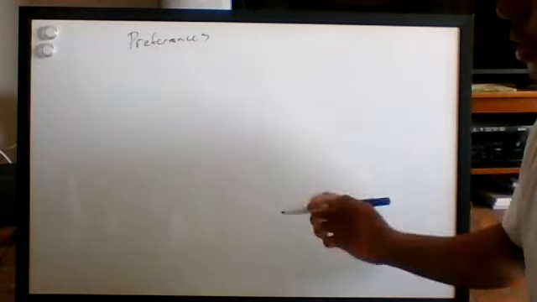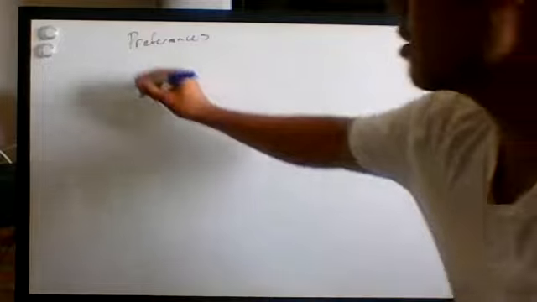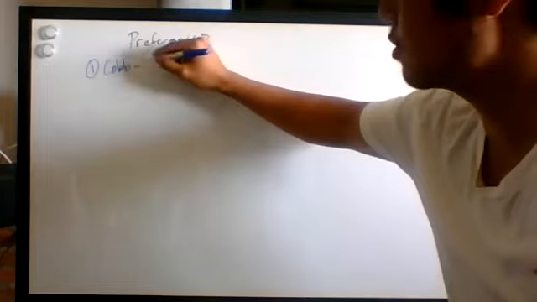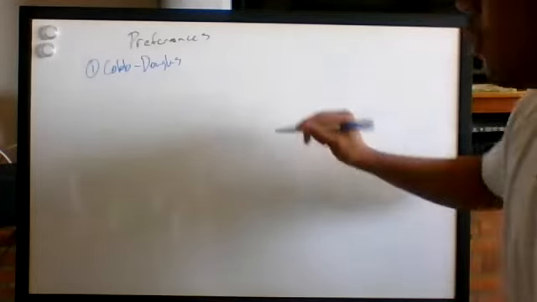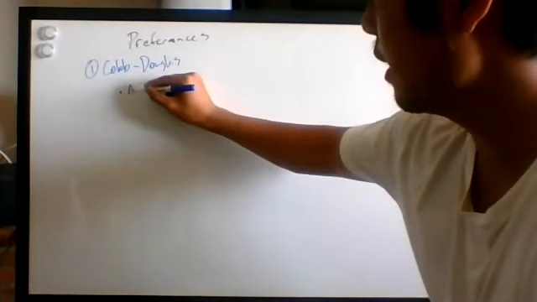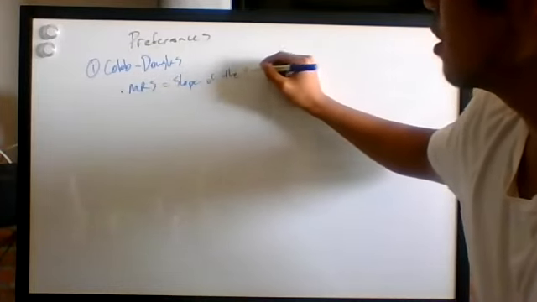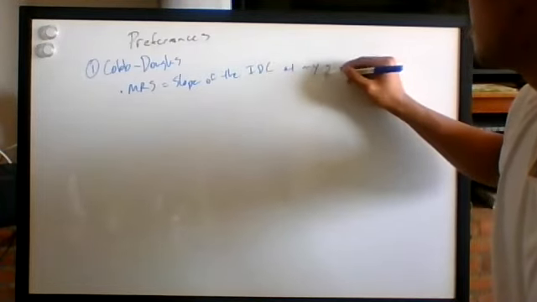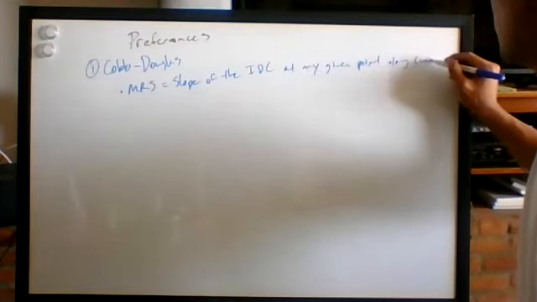So let's take a look at what it means to optimize our bundle. Let's look at our Cobb-Douglas indifference curve first. Some things that we know about Cobb-Douglas: the MRS is equal to the slope of the indifference curve at any given point along the curve, right?